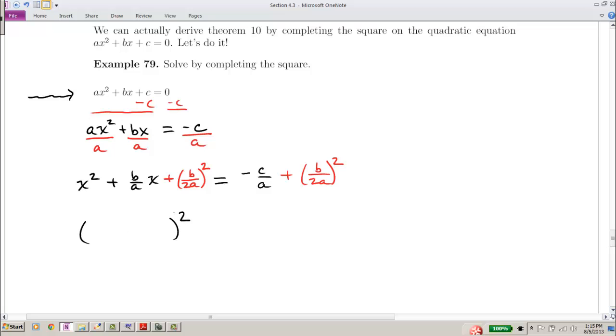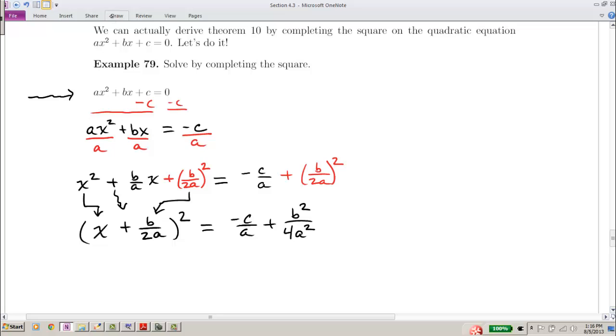So just as before, that means we're going to start off with the x. This is a positive plus b over 2a. So we have the square of x plus b over 2a is equal to, and now I'm going to have a little bit of algebra to do to add these fractions. So I've got minus c over a plus, and when you square b over 2a, you get b squared over 4a squared. Or you get to square the top and the bottom of that fraction.